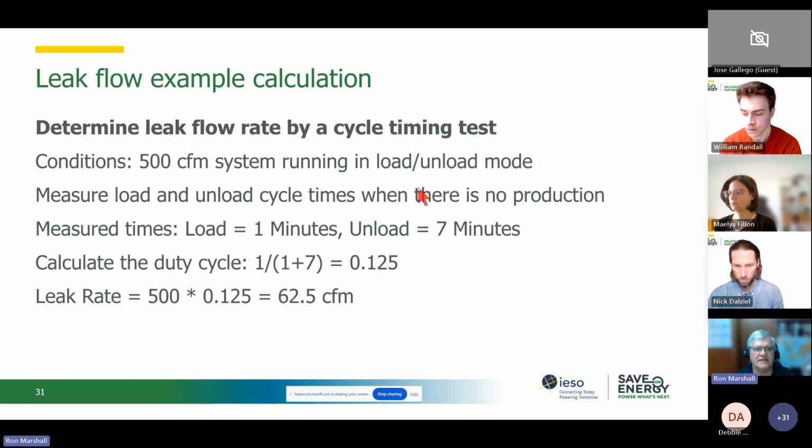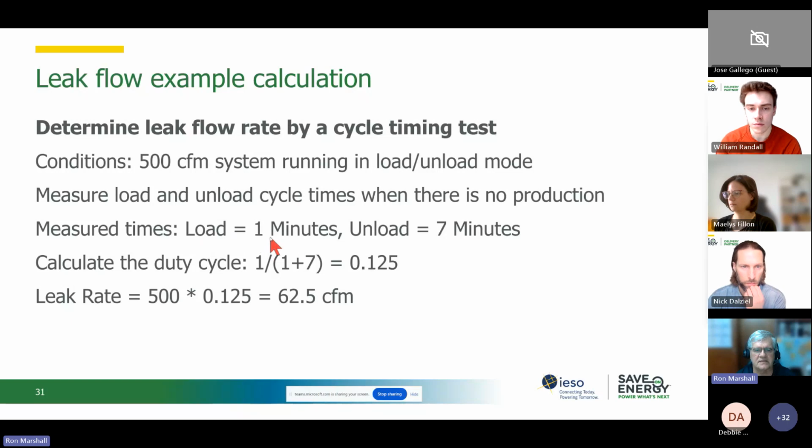We can also calculate leak flow using a cycle timing test. I always jokingly tell people that it's a magic formula, magic equation. You just wave your hand over your air compressor and look at your watch, right? You're turning a running compressor into a flow meter, right? So you basically just on the weekend or something like that, you do a special test. You're running one compressor only, right? You time the load and unload cycles. It has to be a load unload compressor, right?